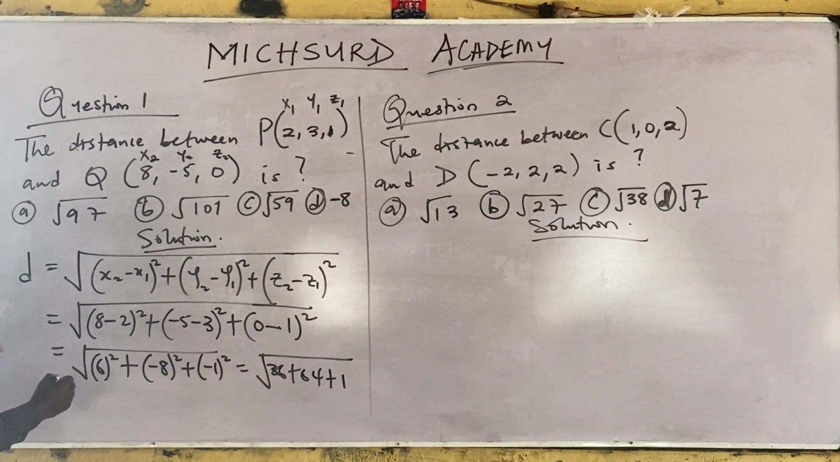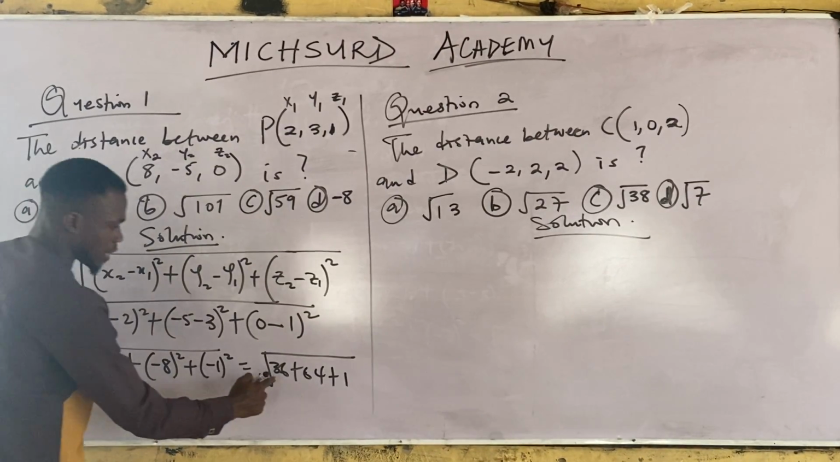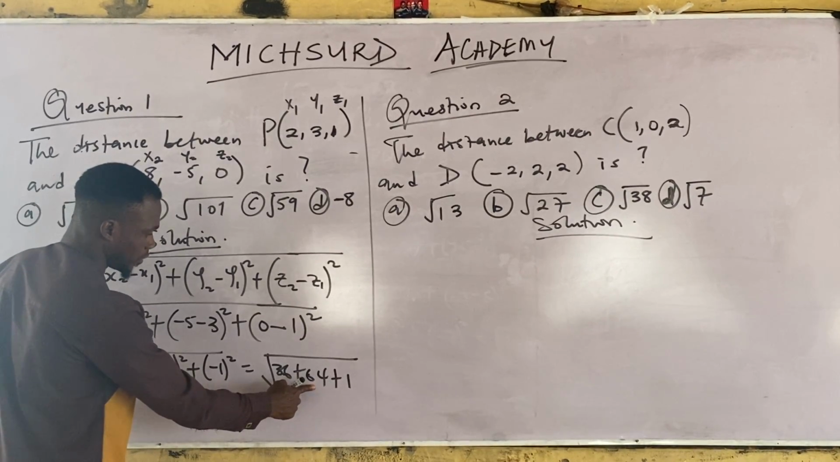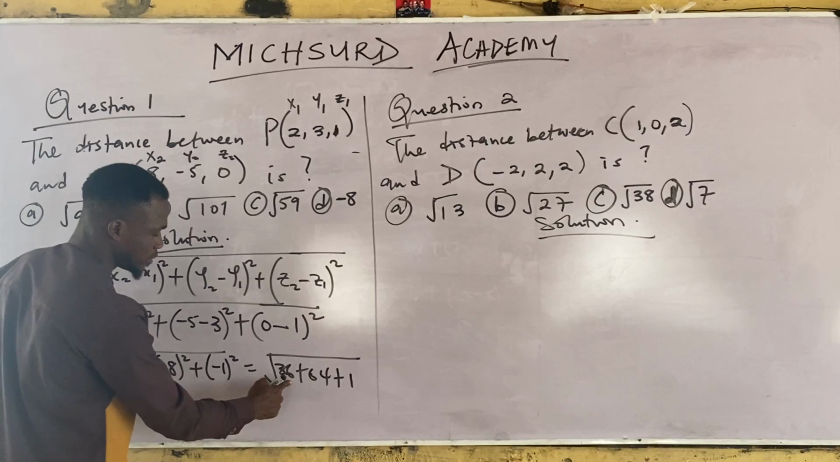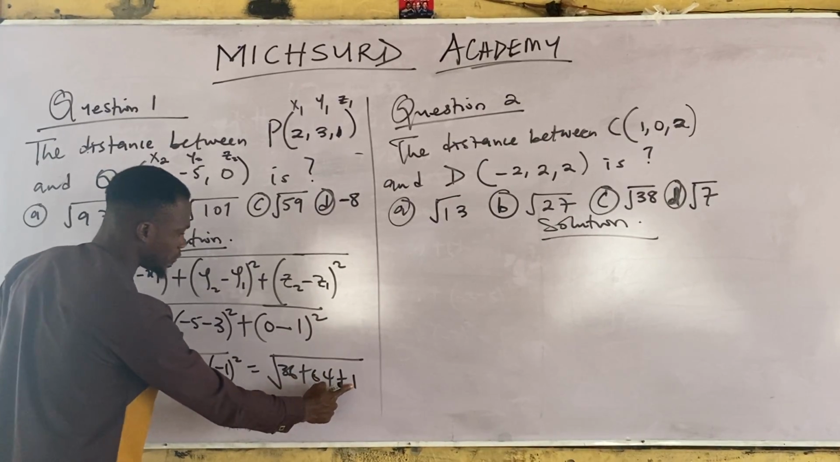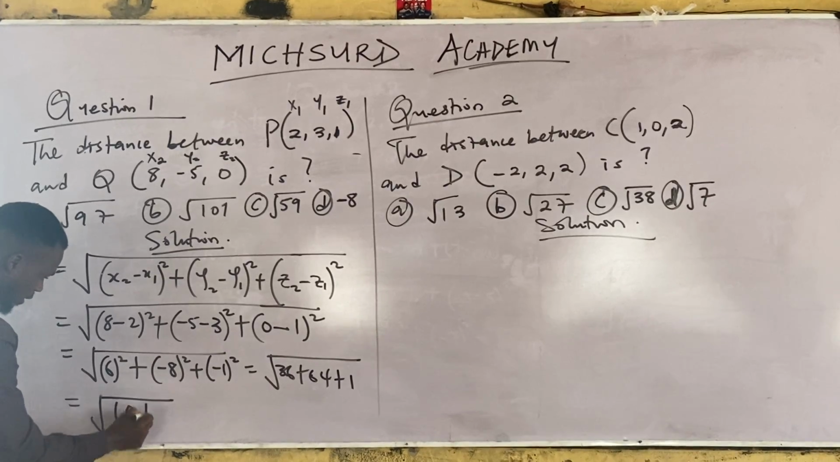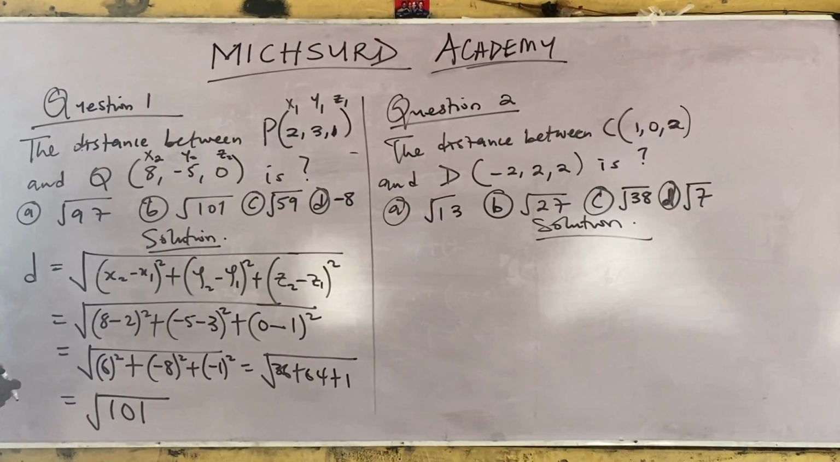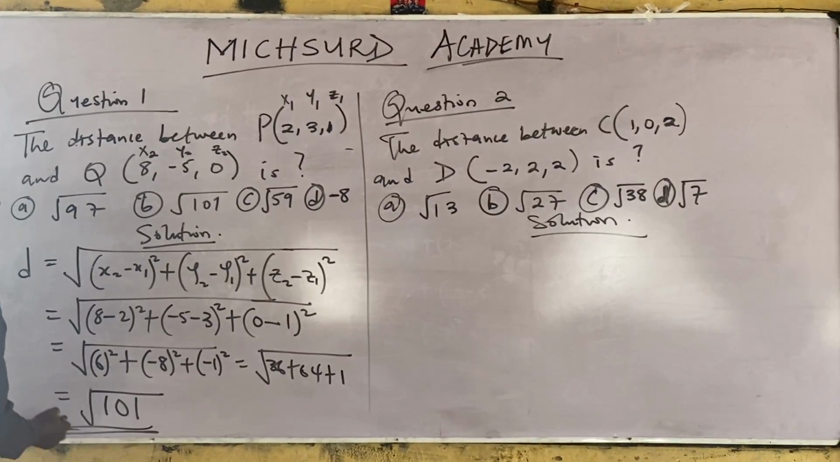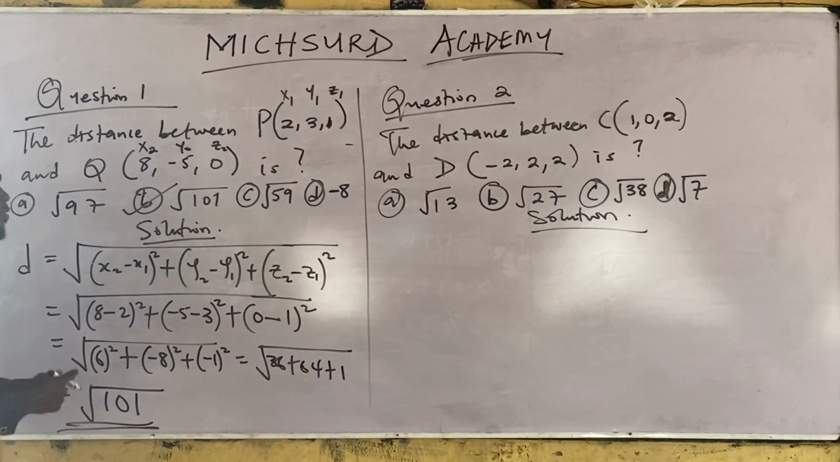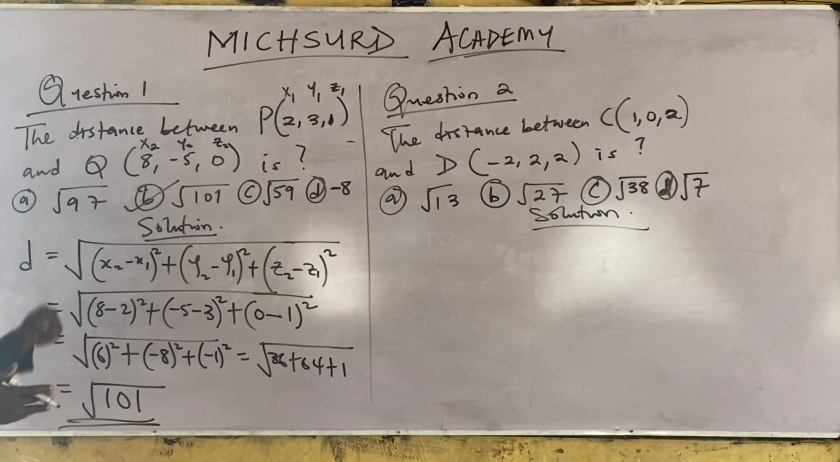So now let's add up: 36 plus 64 will give us 100. 100 plus 1 will give us 101. So we have the square root of 101, and this cannot be simplified further. So this becomes the correct answer. So here, option B is the correct answer. So let's solve the second one.